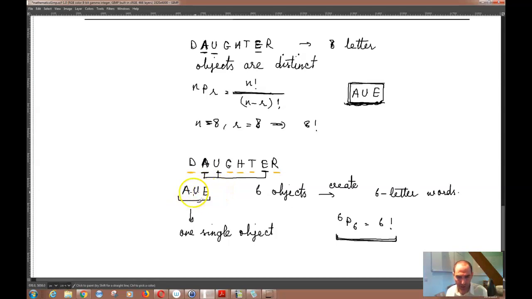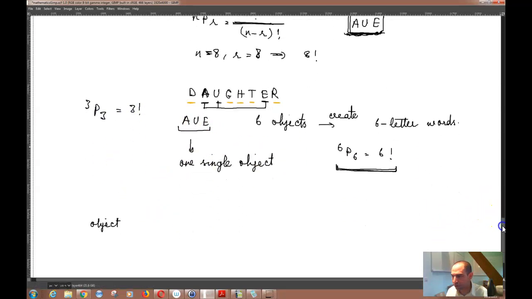But now the problem is that A, U, and E, I have treated that as just one group. But actually it is not a single group. It is a group consisting of 3 separate letters. So those separate letters could have permutations as well. You could put A first, you could put E first, you could put U first, and then you could switch the next 2. Again, you could switch the first one and the third one, and so on and so forth. So you want to calculate the permutation of those 3 letters as well. So then the permutation of those letters would be 3 permutation 3, which is equal to 3 factorial. So the answer would be 6 factorial plus 3 factorial.